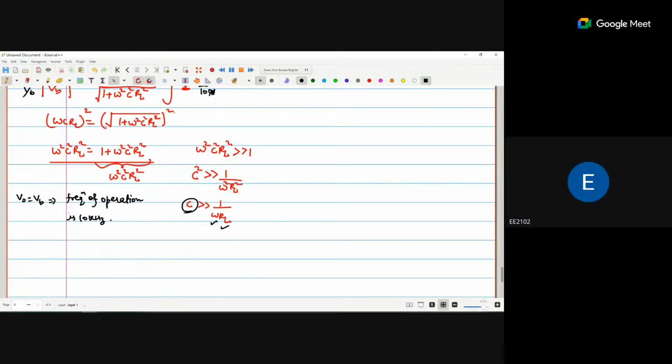Which condition? Either the relation between the VB and V naught, or the frequency of operation. So if we put C equal to 1 upon omega RL, that will be okay. If we put a higher value of C than 1 upon omega RL, the capacitor will be used as a battery.